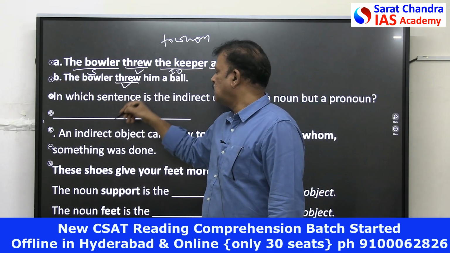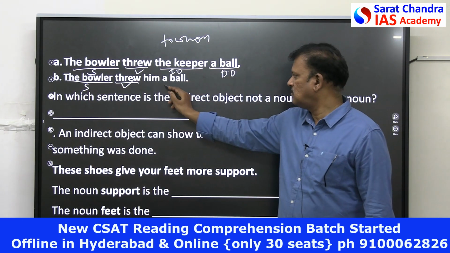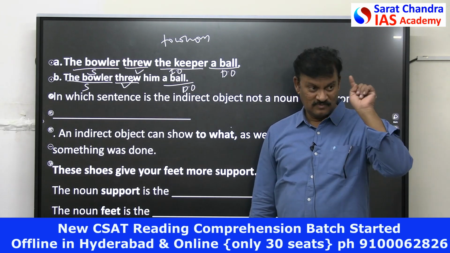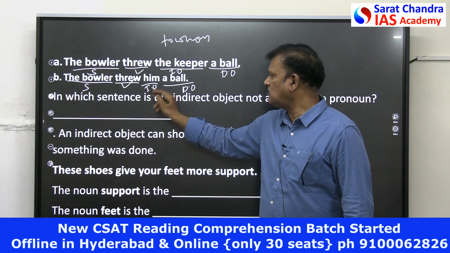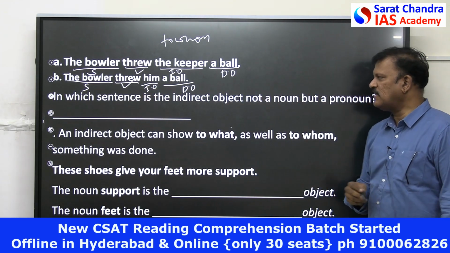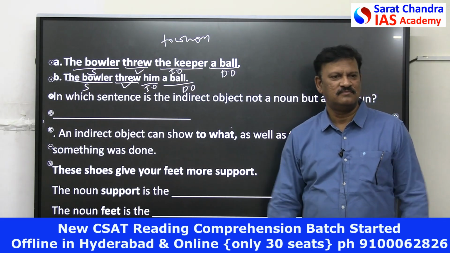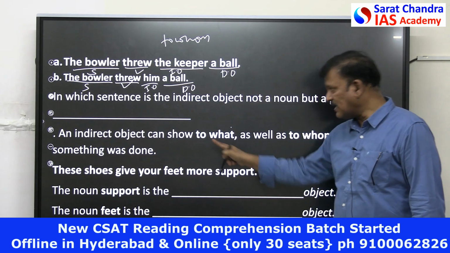Threw. Who? The bowler threw what? Direct object. To whom? To him. So, now read this question. In which sentence is the indirect object not a noun but a pronoun? Obviously, the second one. Fine. Next.